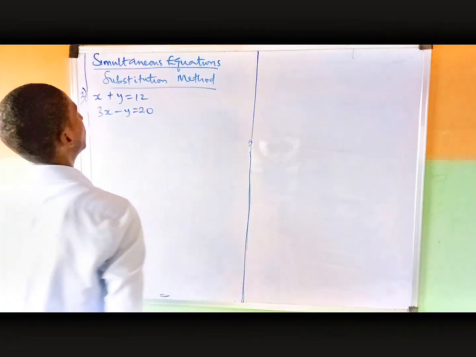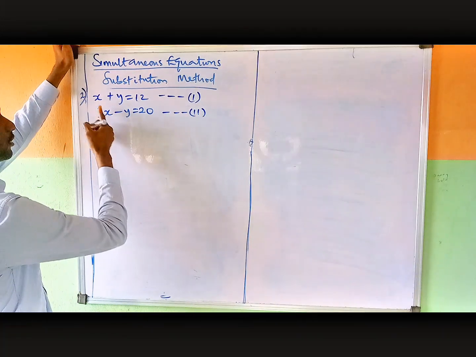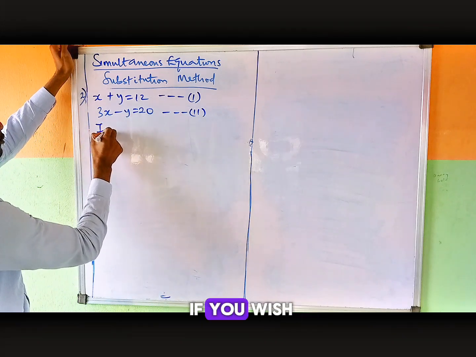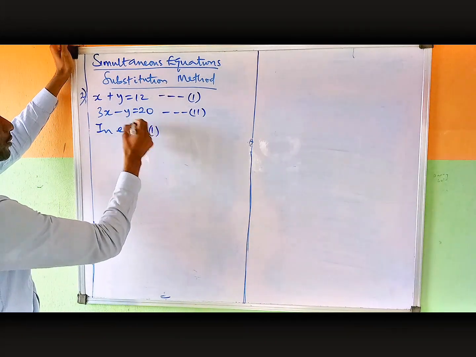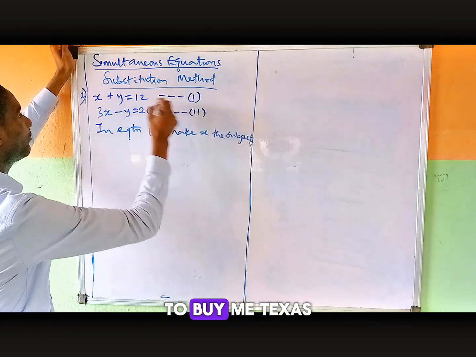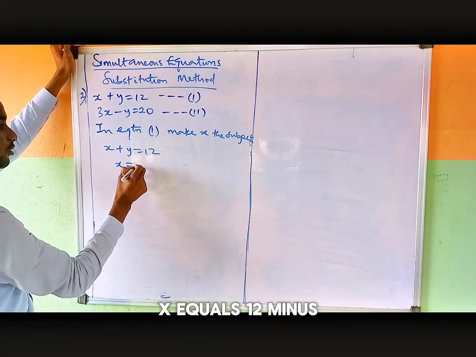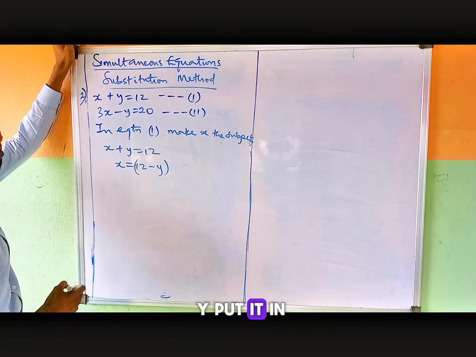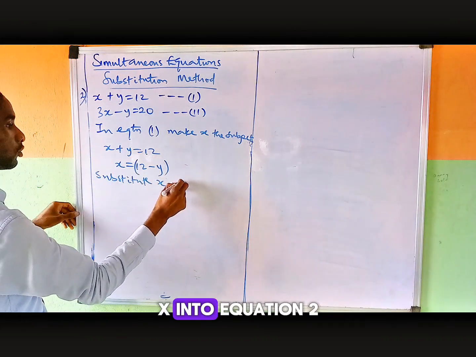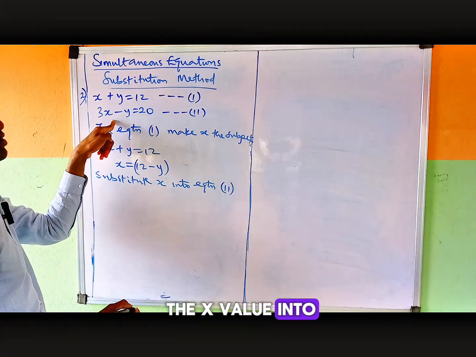Example number 2. Using the substitution method, just label this equation 1, equation 2. This is a very simple equation, so just make either x or y the subject of the formula. So in equation 1, make x the subject. If I make x the subject, x plus y equals 12, my y crosses to this side, x equals 12 minus y. Put it in the bracket, then substitute x into equation 2.